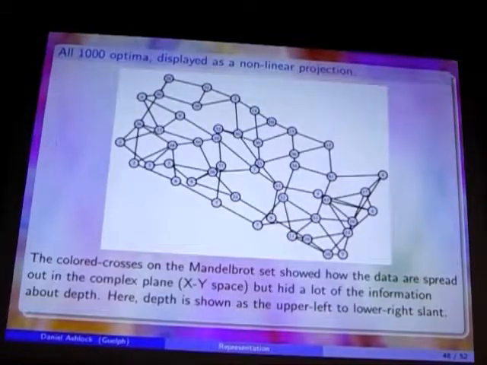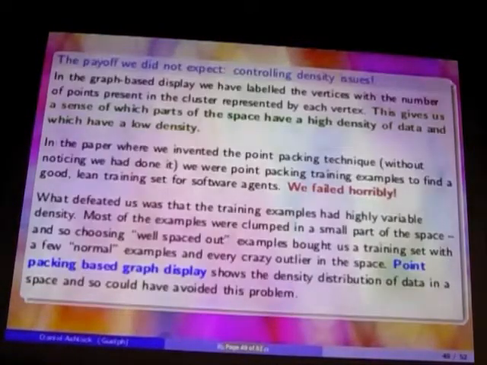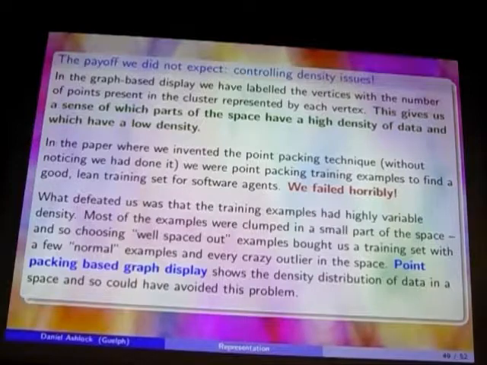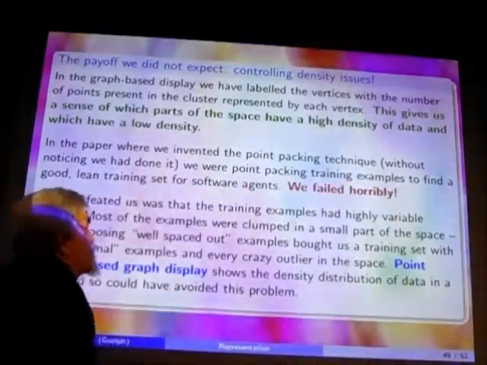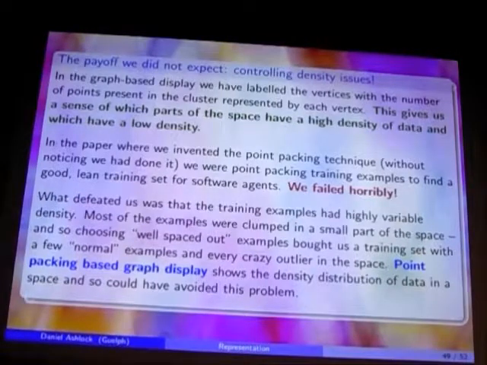Does that tend to suggest that the number of optima have different density in different parts of the space? Well, yeah, there's big numbers. Remember, we're labeling the vertices with the number of optima that appeared in that group. So, yeah, there's a pretty big variation. So, in the graph-based display, we have labeled the vertices with the number of points present in the cluster represented by each vertex. This gives us a sense of which parts of the space have high density of data and which have a low density.